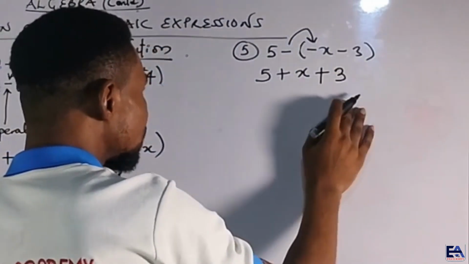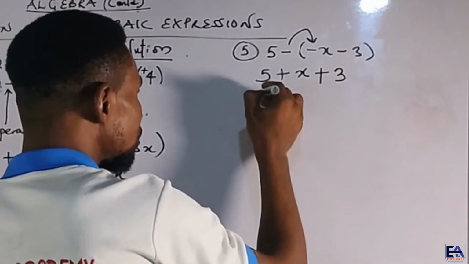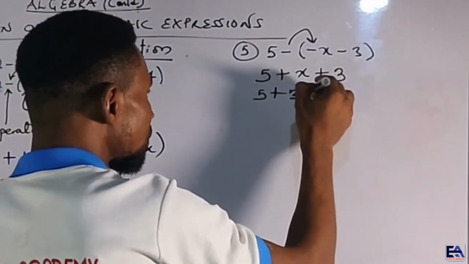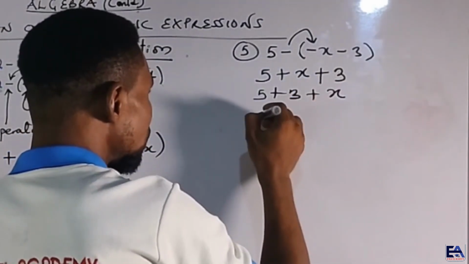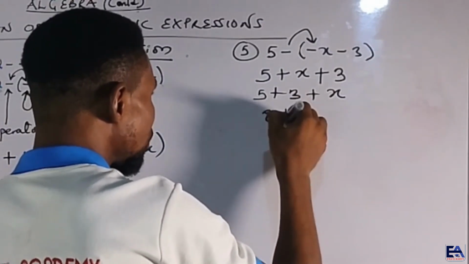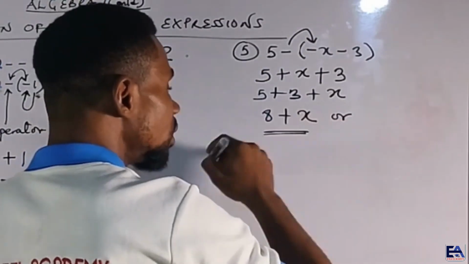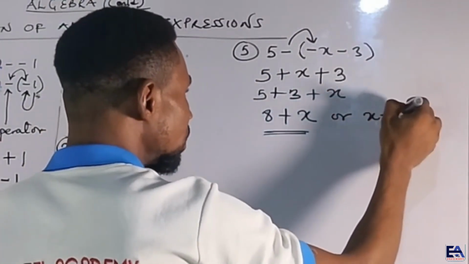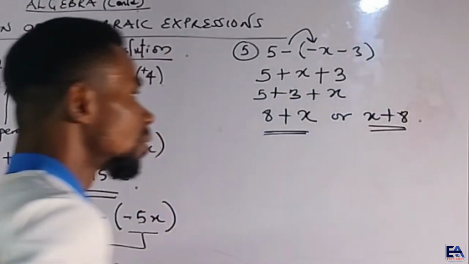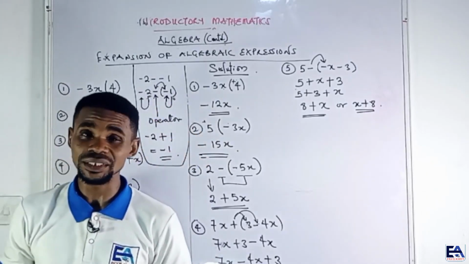So you collect like terms. This is 5 and 3, so you can bring them together. 5 plus 3 plus x, which becomes 8 plus x. So you can leave your answer this way, or you leave the answer as x plus 8. No problem. It's still fine either way.